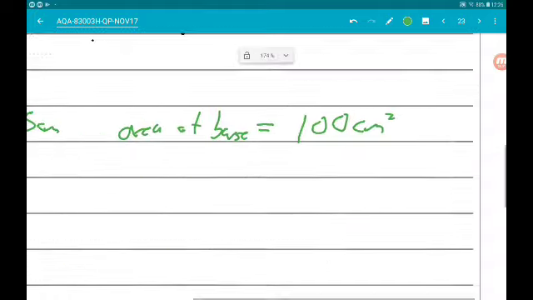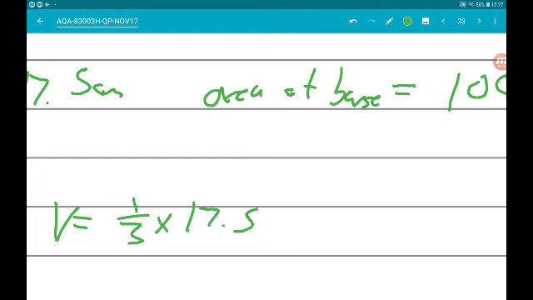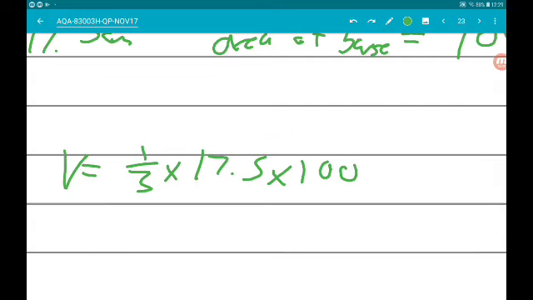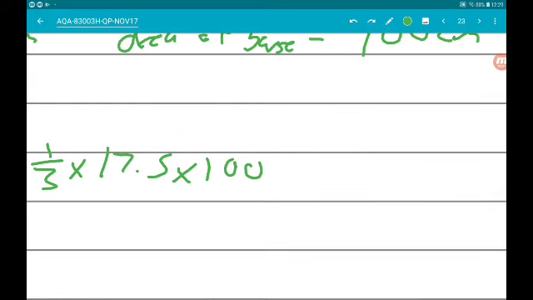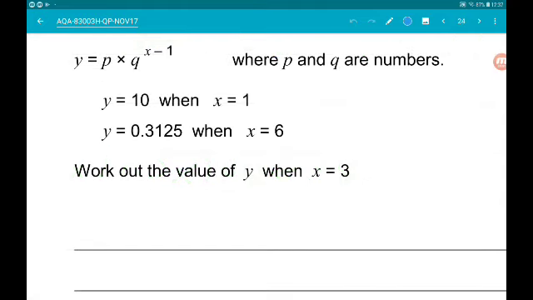So the volume then is 1/3 times 17.5 times 100, which gives us 583.3 centimetres cubed. Cool. Okay, 28. Another strange one for 5 marks.